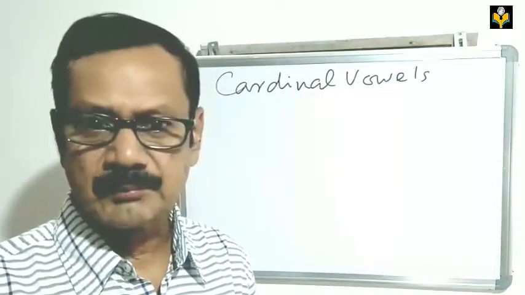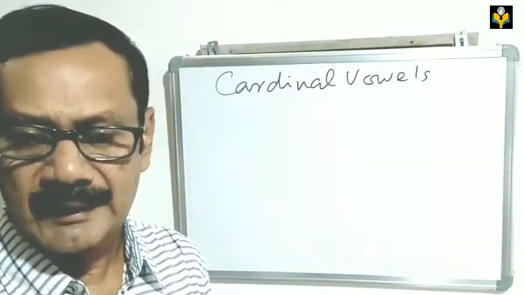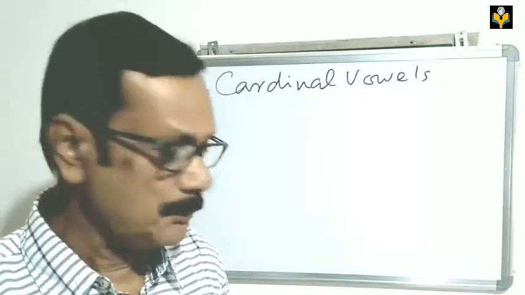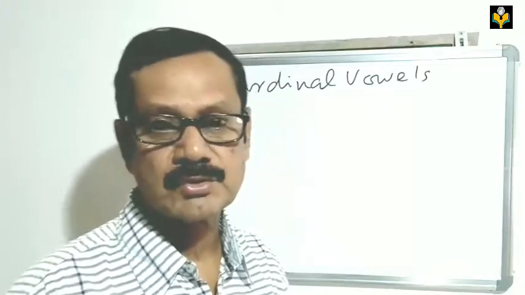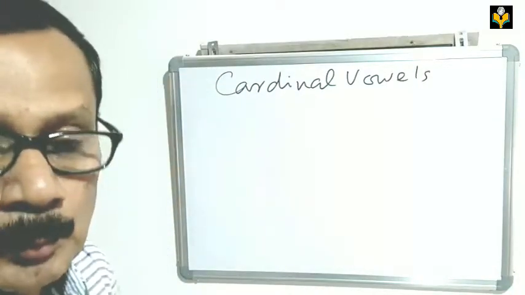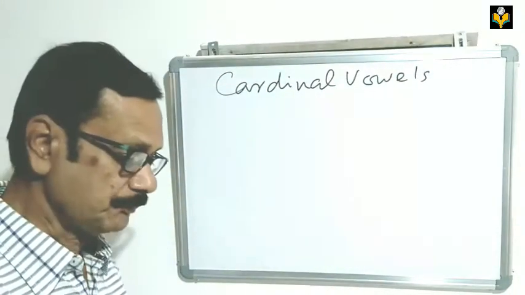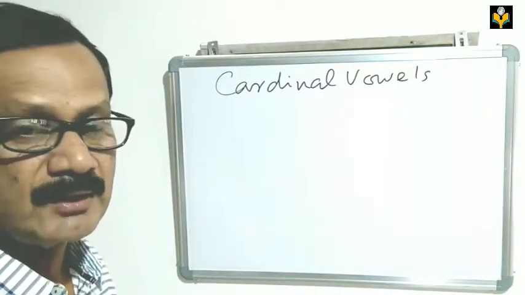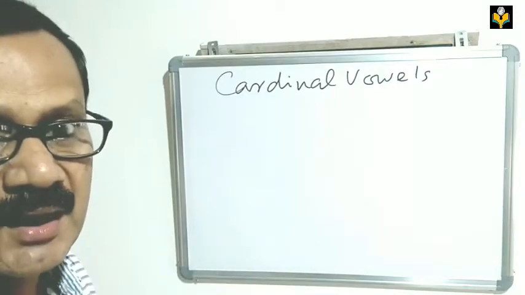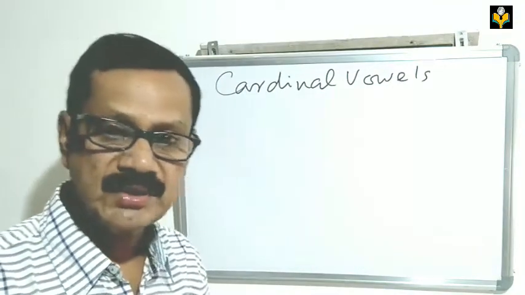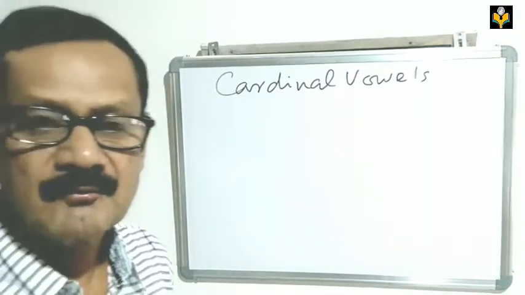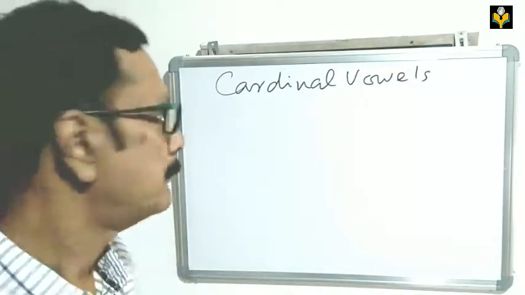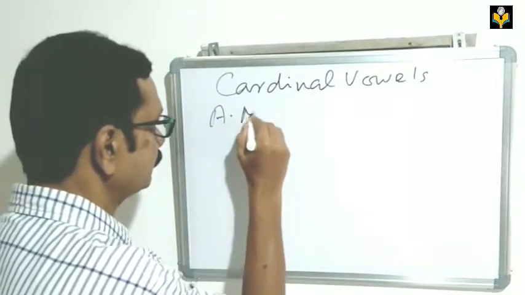There are two things here: not belonging to a particular language, and being usable as points of reference for the vowels of other languages. Now we can see the tongue position of the cardinal vowels. There are 8 cardinal vowels. The term was introduced by A.M. Bell.